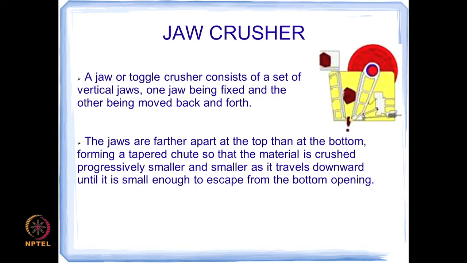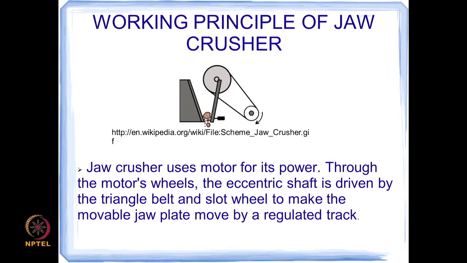A jaw crusher, as shown in the diagram, works like your jaw when you are chewing something. It is a set of 2 jaws, one fixed and the other moving back and forth. As you can see from the diagram, the jaws are further apart at the top than at the bottom. So, it is a tapered passageway, and the particle moves down and is sequentially crushed to smaller and smaller sizes, so that by the time it gets all the way down to the bottom, the size is just small enough to escape through the opening provided at the bottom. This is how a jaw crusher works, as you can see from the animation.